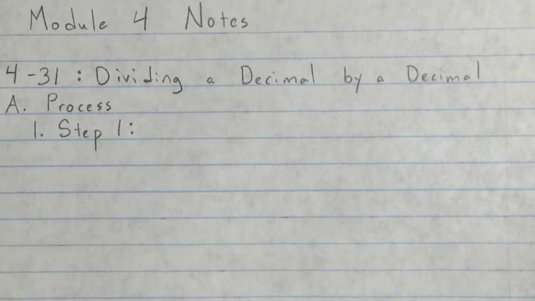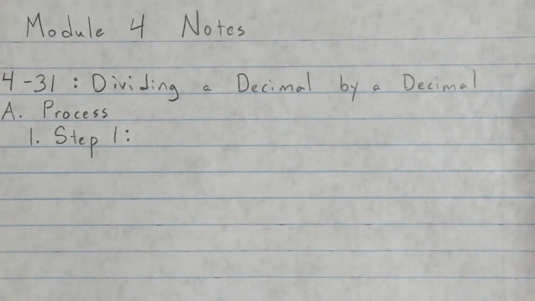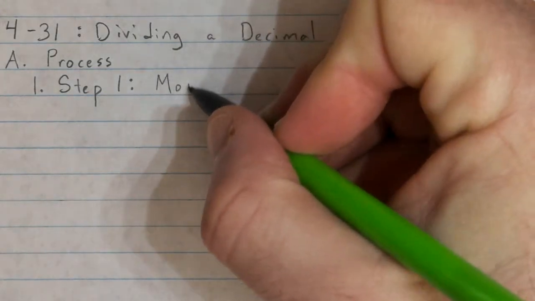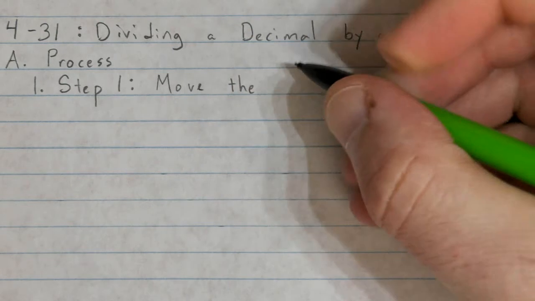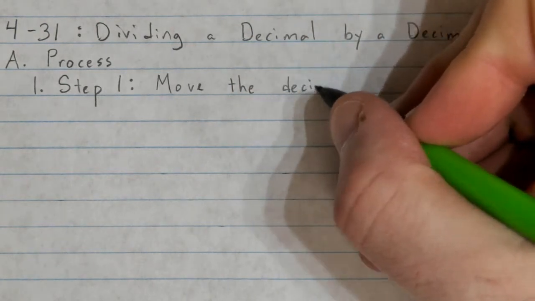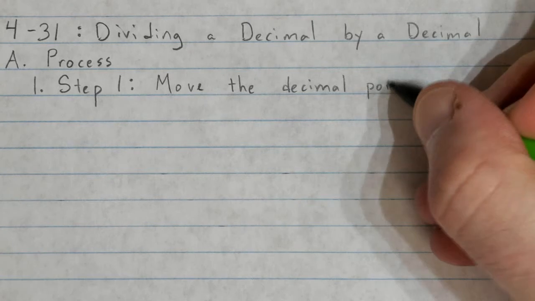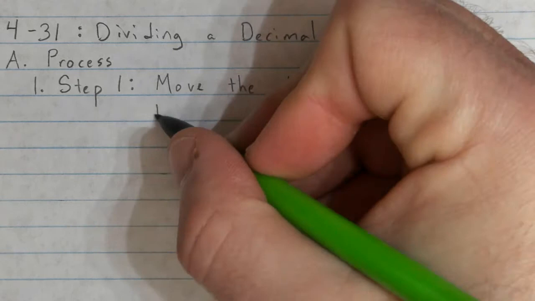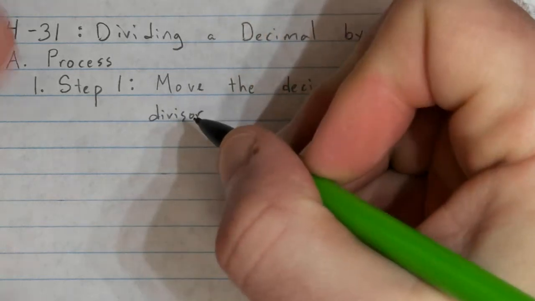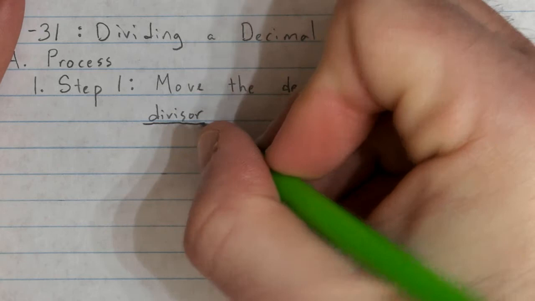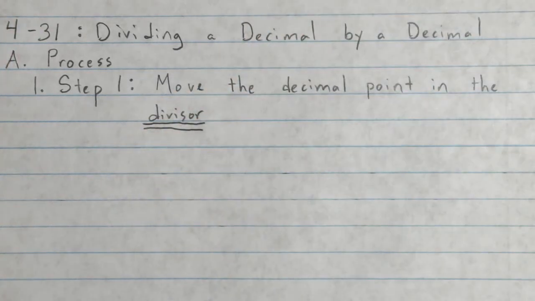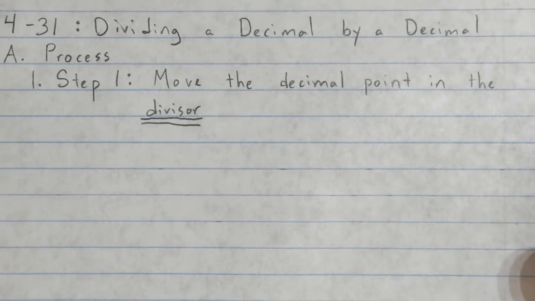Now, step 1 is going to be one of the odd differences. This is going to be something a little bit new. You are going to move the decimal point in the divisor. Now again, some of this vocabulary you've heard before. The divisor is the number we're dividing by. It's usually the second number in our division expression. I'll show you that in a moment.